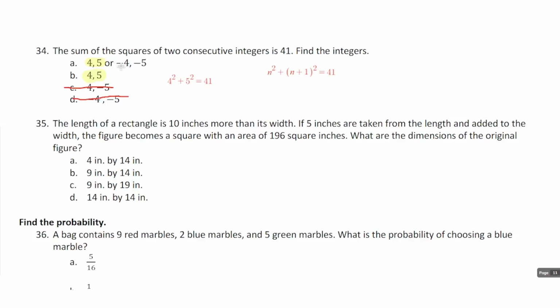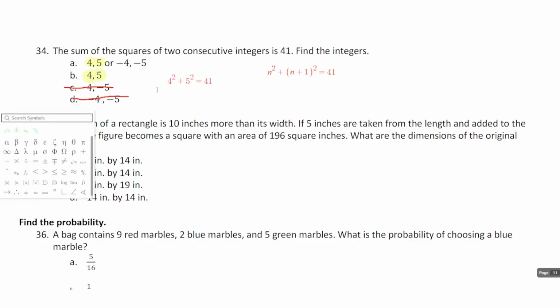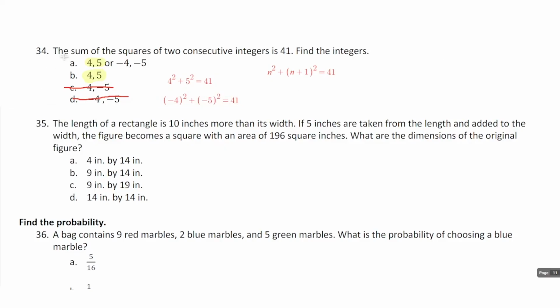So the next thing to do is check -4, -5. And as you're typing this into your calculator, make sure that you are putting these negative numbers in parentheses because otherwise you'll get the wrong answer. But yes, in fact, if we do type this in, we'd get the same thing. We get 41. So our answer is A.